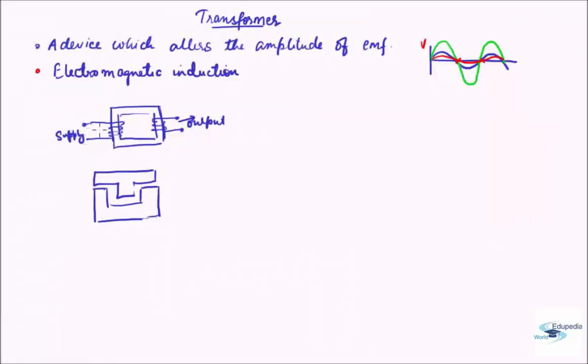Now the input end, that is the supply end, will have copper wires here, and the output end will also have copper wiring, which will lead to the output. The supply end is called the primary end and has Np, the number of coil turns, whereas the output or secondary coil will have Ns, the number of coil turns. Now these are very important factors.